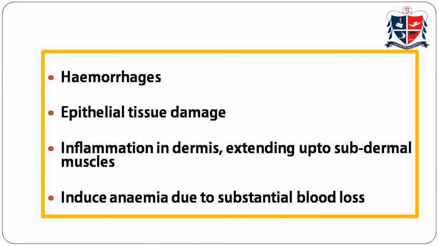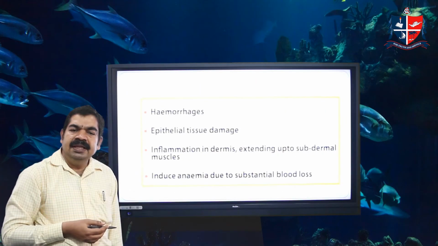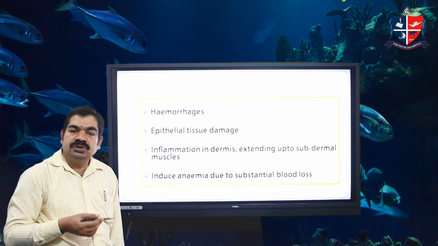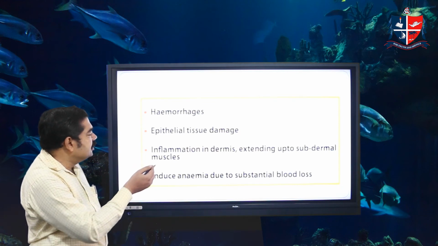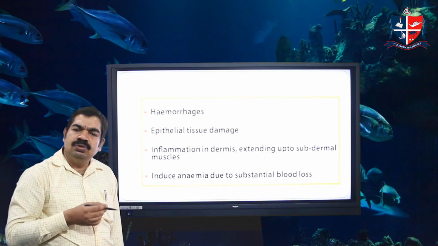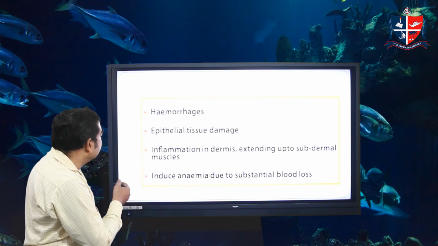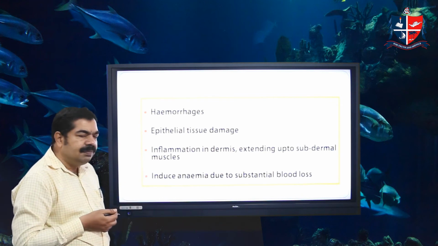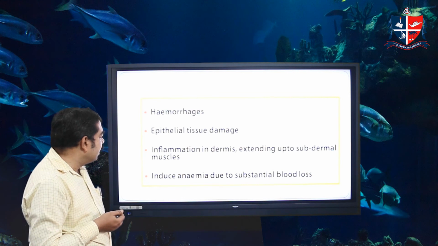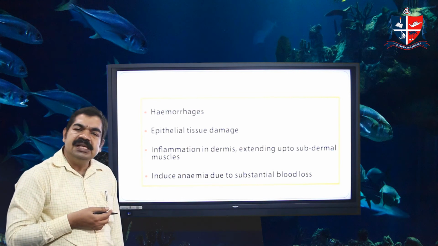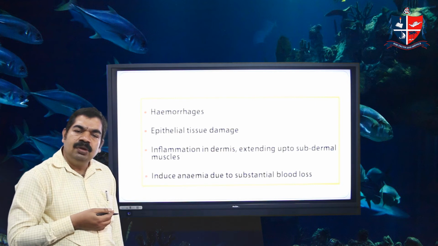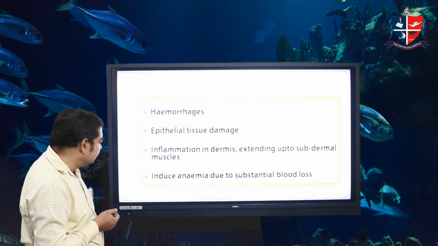Next symptom, hemorrhages from the attachment site. Hemorrhages meaning bleeding. Bleeding from the attachment site of the leech can also be noted. Then epithelial tissue damage. When the leech is attaching to the skin, obviously the epithelial cells of the skin will be damaged. Then coming to the third one, inflammation in the dermis extending up to the subdermal muscles. The dermal muscle inflammation can be noted, and that particular inflammation can extend up to the subdermal muscles. That is another symptom.